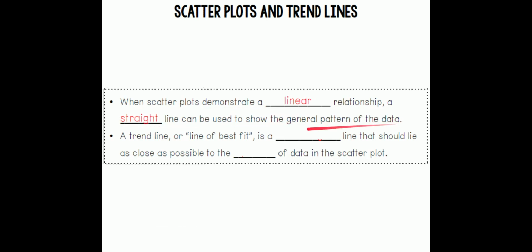pattern of the data. A trend line, or a line of best fit, is a straight line that should lie as close as possible to the points of data in the scatter plot. Now, keep in mind a line of best fit is a straight line. This excludes curved lines.